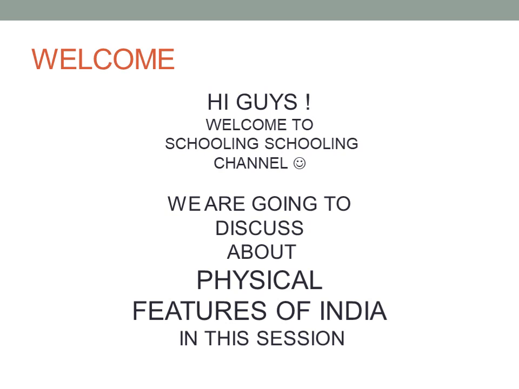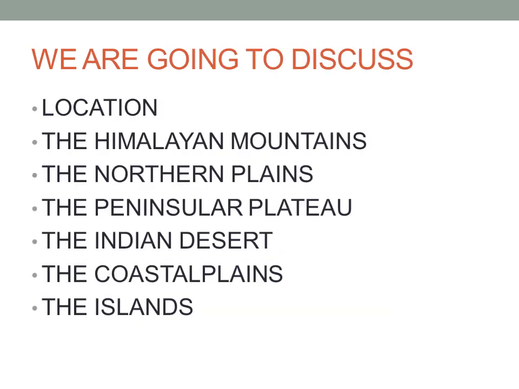We are going to discuss the physical features of India in this session. This chapter covers location, the Himalayan mountains, the northern plains, the peninsular plateaus, the Indian desert, the coastal plains and the islands.